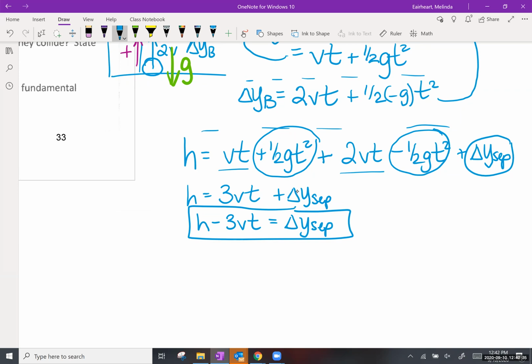So for distance, direction doesn't matter. So we're just saying forward.